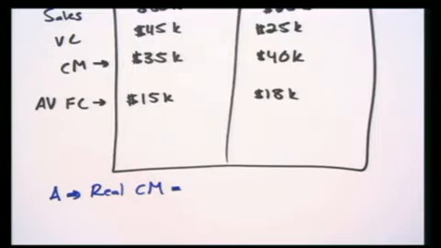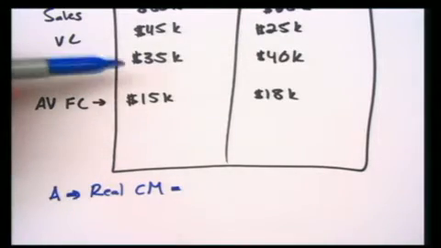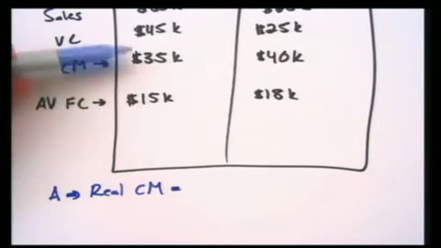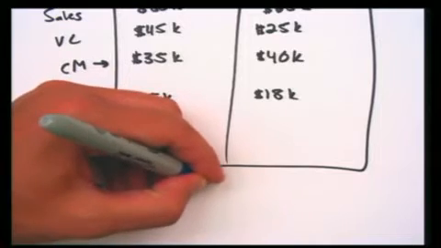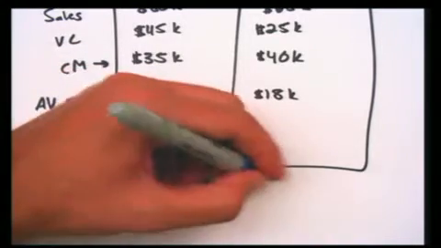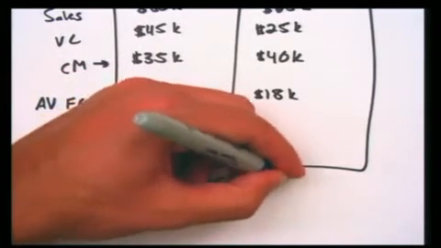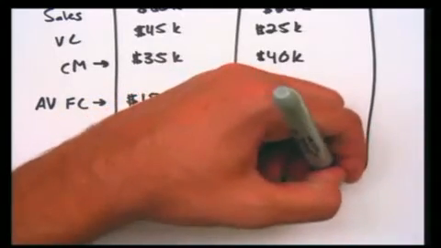Real contribution margin is what? Good. It's the contribution margin minus the avoidable fixed costs. So that's $35,000 minus $15,000, which gives you a positive, be careful, $20,000.